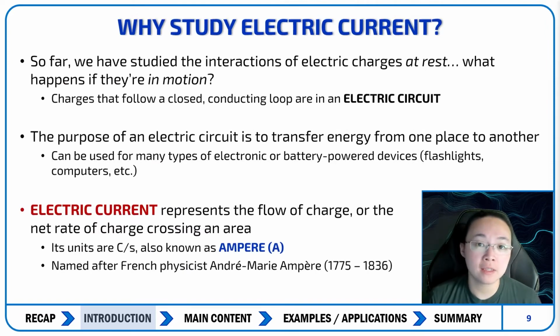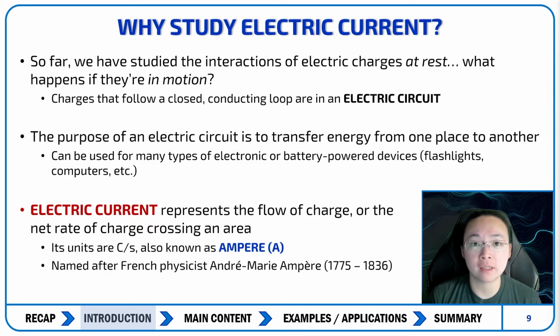So why study electric current and why is it important? So far, it's important to note that we have only studied the interactions of electric charges at rest. We haven't really studied what happens when those electric charges move. And as soon as they move, that means there's going to be a current. So when we want to look at moving charges, we want to take a look at charges that follow a closed conducting loop called an electric circuit. That's the definition of that.